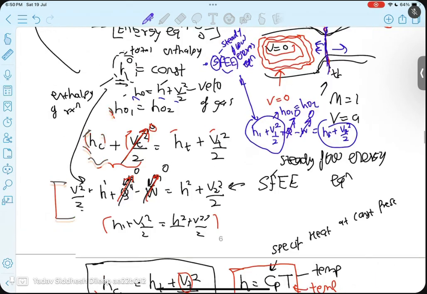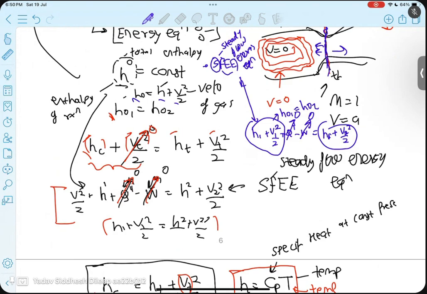Now, we will take 2 points. One is the combustion chamber, one is the throat. Because this is not a path dependent quantity. You go through any path, it will be the same. It's like you go through one process, you go through another process. Just the starting and ending points matter over here. That is why we take the combustion chamber and the throat, nothing in between.